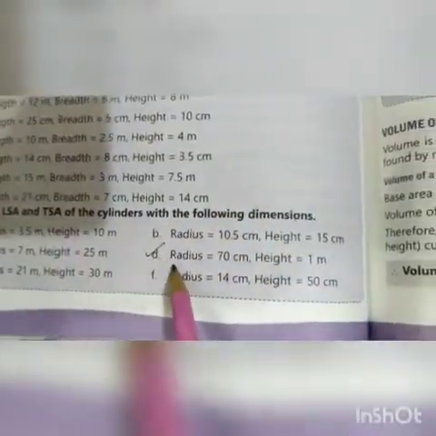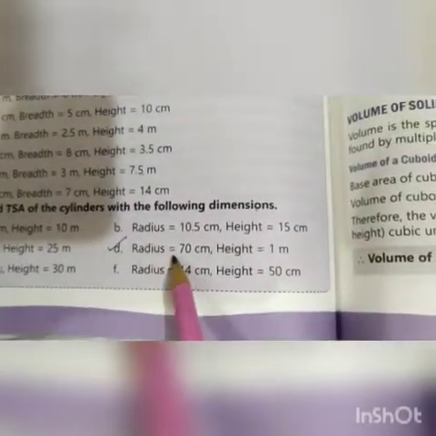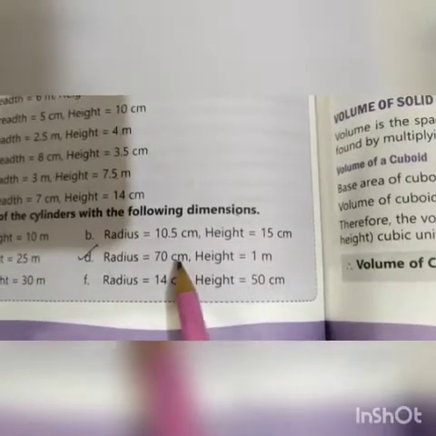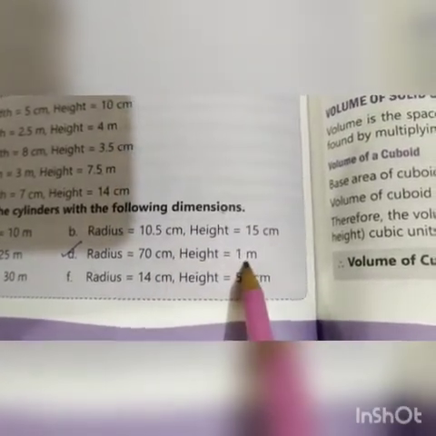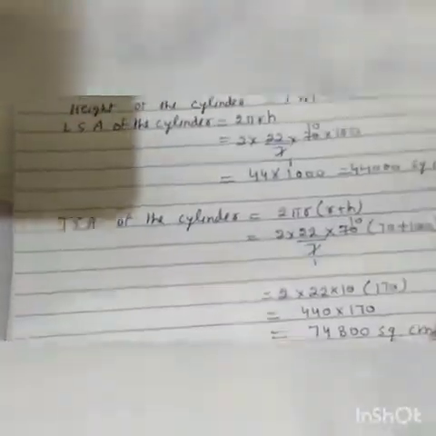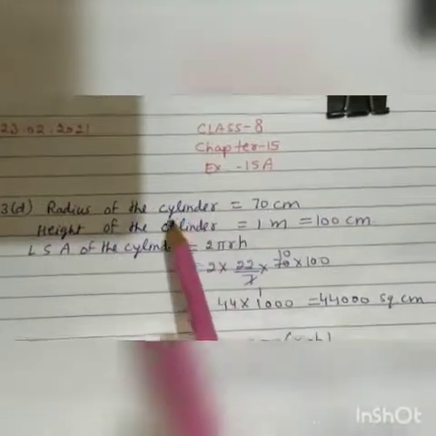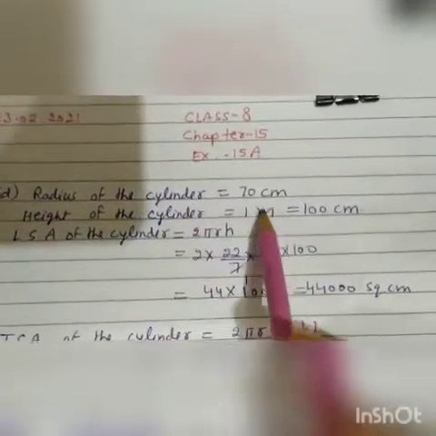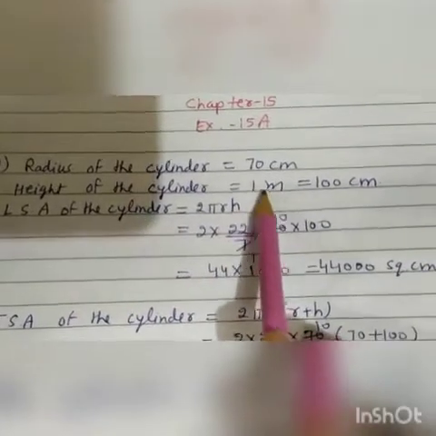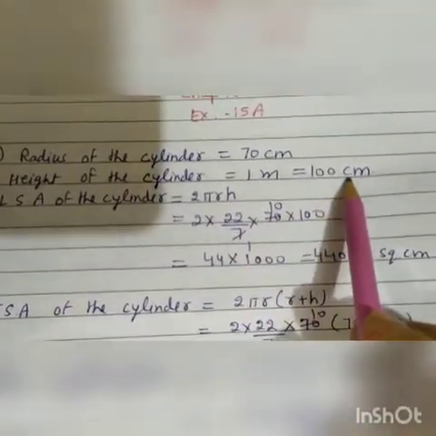Now come to its D part. In D part, radius is given 70 centimeter and height is given 1 meter. See students, here both the units are different. First we will make both the units same. See, radius of the cylinder is given 70 centimeter. Height of the cylinder is given 1 meter. And 1 meter is equal to 100 centimeter, you know.